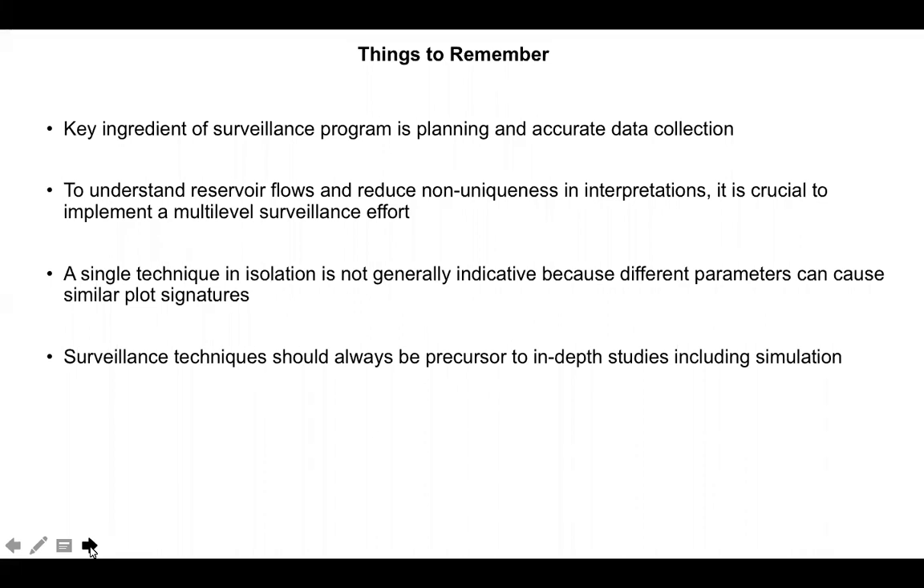So these surveillance techniques are very indicative, and they help a reservoir engineer to monitor the field, monitor your wells, monitor your reservoir, and this will give you the scope to plan something more, either by simulation, to find out the channels that you might be creating with continued water flooding, or any other kind of in-depth studies.